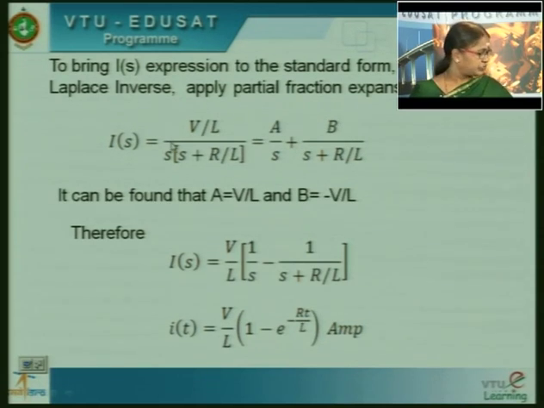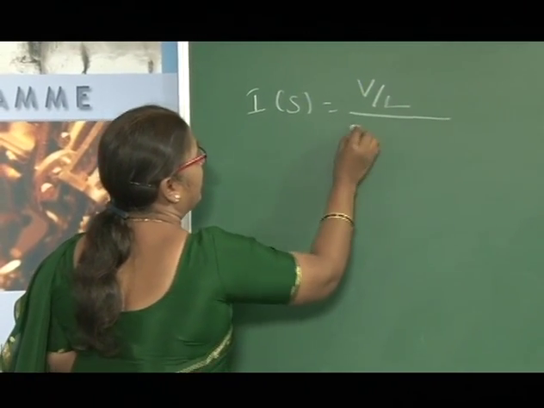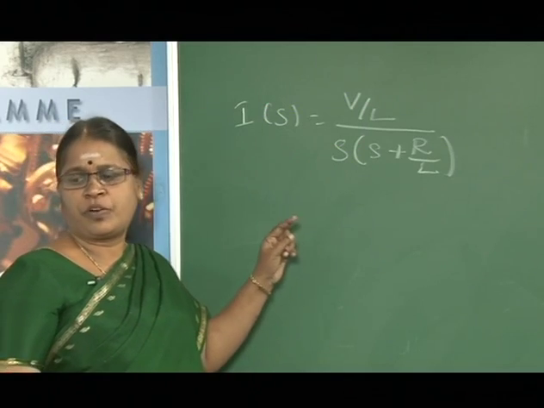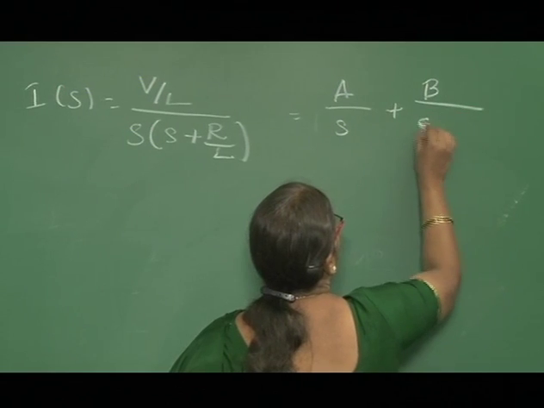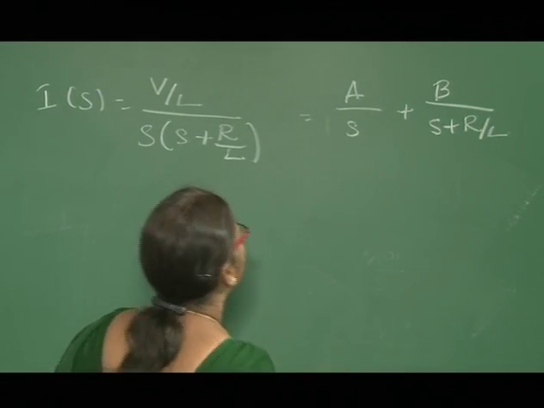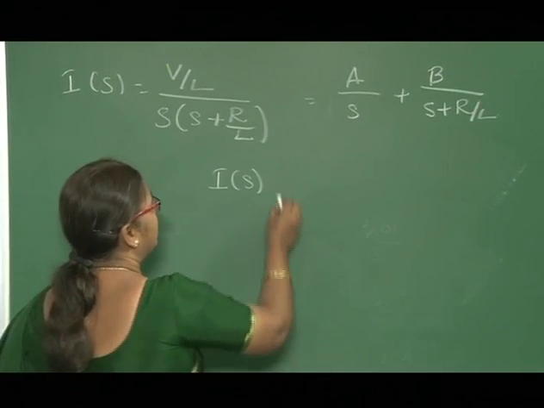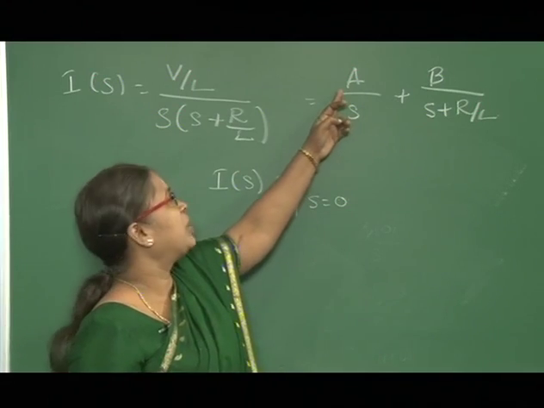So, let us see how we evaluate this term. We have the expression I of s is equal to V by L divided by S into S plus R by L. This term we have written as A by S plus B divided by S plus R by L. To evaluate this constant A, multiply the I of s term with the denominator of A, that is, multiply this term by S and substitute S is equal to 0.